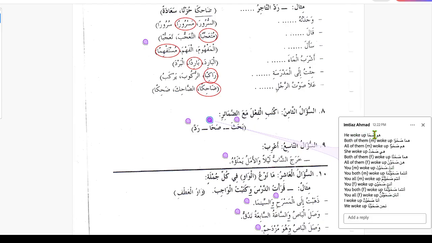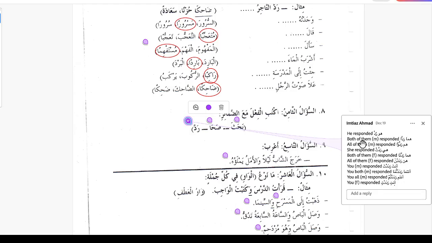So it is with all the pronouns, and the meaning will change to: he woke up, both of them masculine woke up, all of them woke up, she woke up, both of them feminine woke up, all of the feminine woke up. And then second person: you woke up, then both of you masculine woke up, then all of you masculine woke up, then you feminine woke up, you both feminine woke up, you all feminine woke up, then first person I woke up, and we woke up.